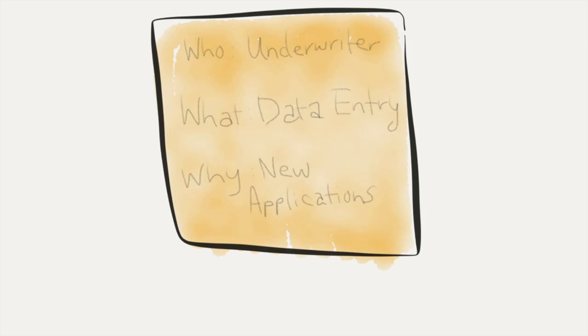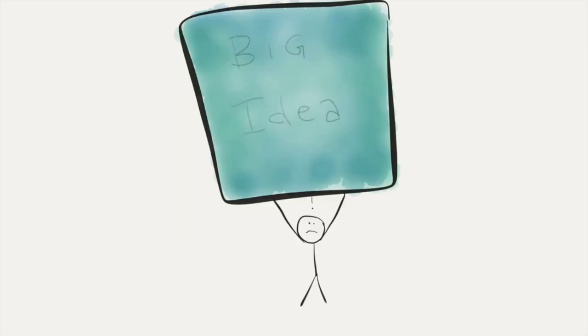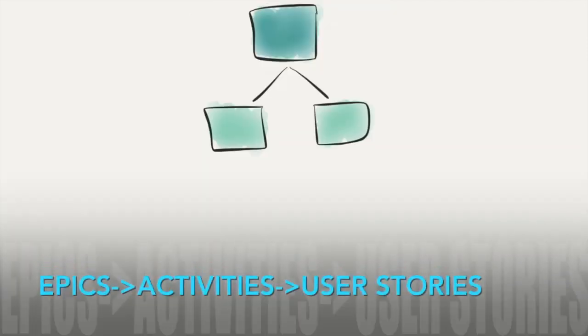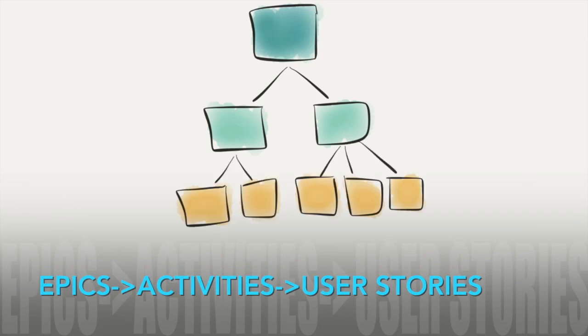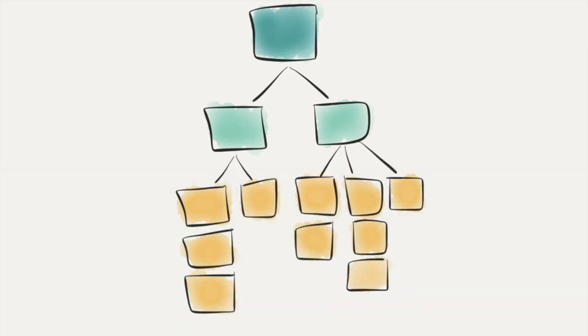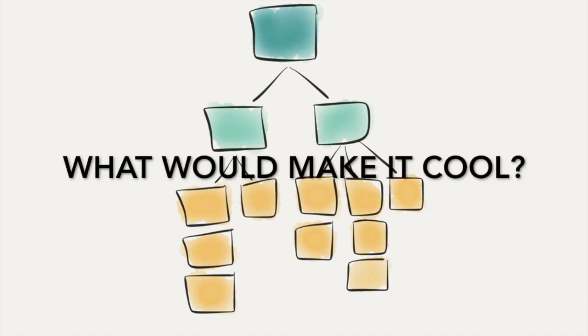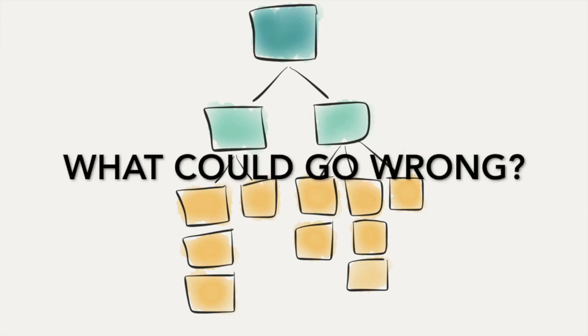User stories may need to decompose into smaller stories to make them more understandable. If a user story is too large or elaborate, or crosses multiple software features, then it's probably time to decompose it. Start with the epics, break those into activities, break those down into stories, and break the stories down into variations. The focus should be kept on providing value. Ask questions like, what are some alternatives? What would make it cool? Or, what could go wrong?